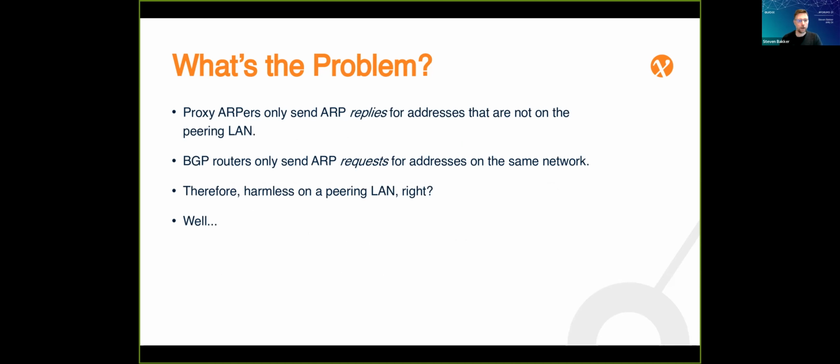obvious, but what's the actual problem on a peering LAN? Because as we saw in the definition, proxy ARPers typically only send ARP replies for addresses that are not on the peering LAN. And BGP routers typically only send ARP requests for addresses that are on the same network. So proxy ARP on the peering LAN would seem to be pretty harmless. However, in practice, you should reread that first sentence and think: proxy ARPers only send ARP replies for addresses that they think are not on the peering LAN.